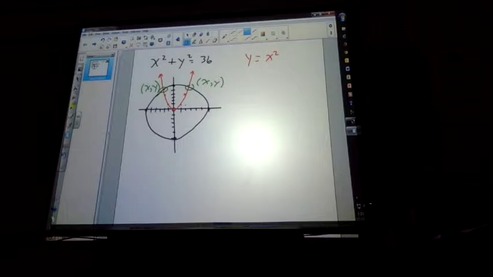How would I go about solving this problem? I mean, I have it graphically kind of solved, but how do I get those ordered pairs?